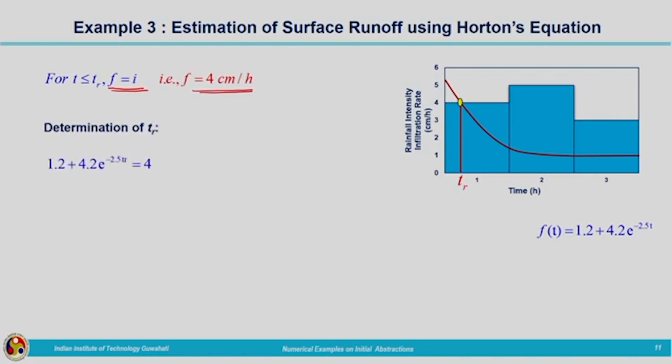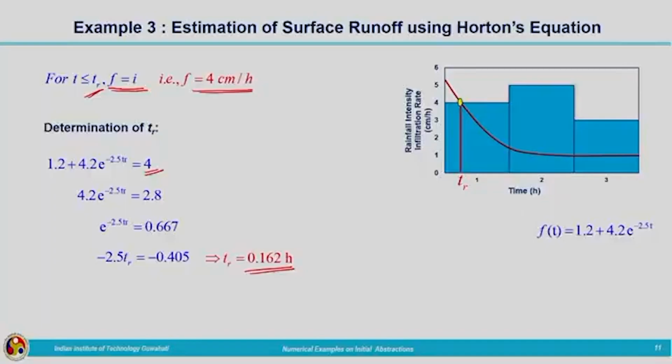Now, we can determine TR. We are going to make use of the infiltration rate equation. We know the infiltration rate corresponding to the value of time T equal to TR. So, 1.2 plus 4.2 e to the power of minus 2.5 TR is equal to 4. From this we can calculate the value corresponding to TR. TR can be calculated as 0.162 hours. So, initially it is starting from 0 to 1, so it is less than 1 hour, calculated to be 0.162 hours.